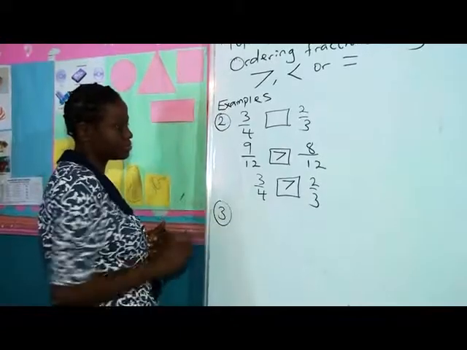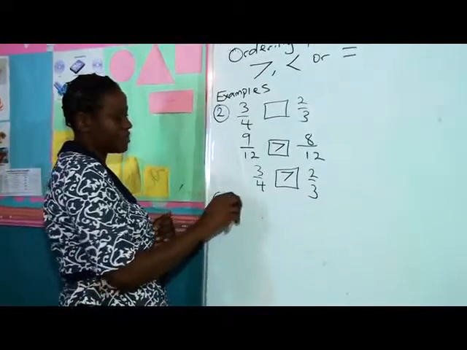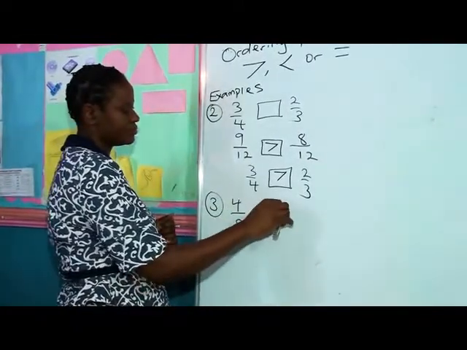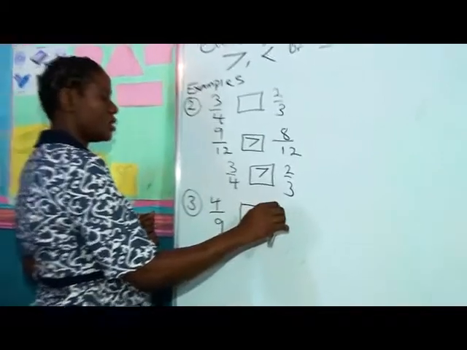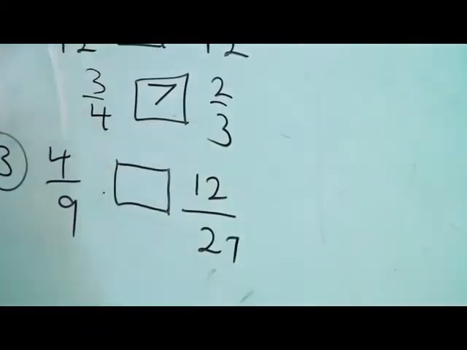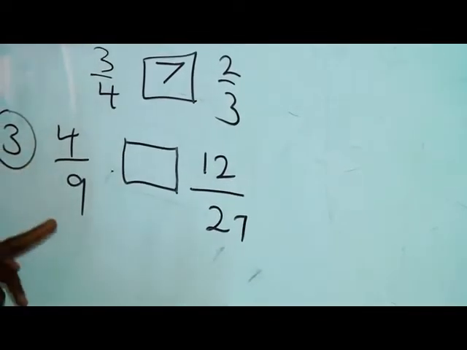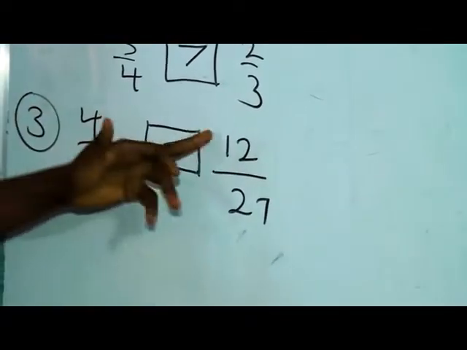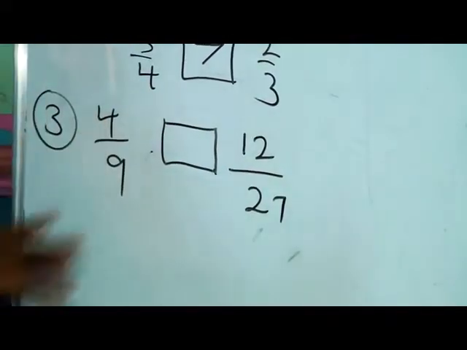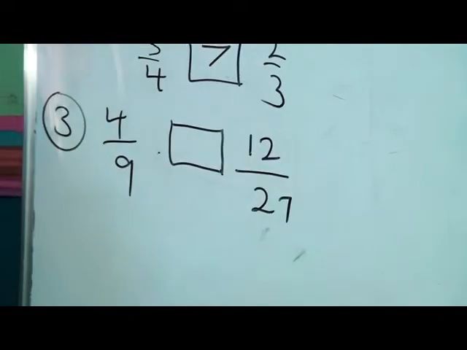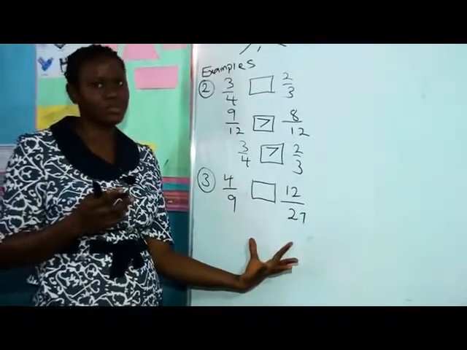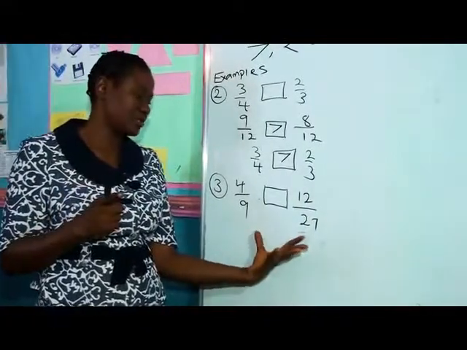Let's take another example. We have 4 over 9 and 12 over 27. So we want to know, is 4 over 9 greater than, less than, or equal to 12 over 27? What is the first thing to do? The denominators are not the same. So we need to find the same denominators.